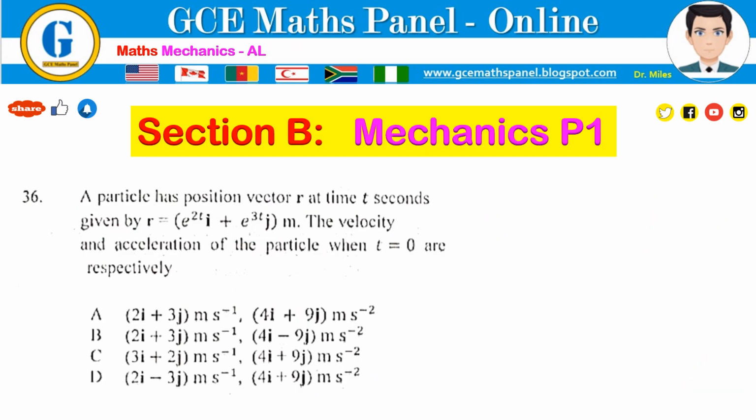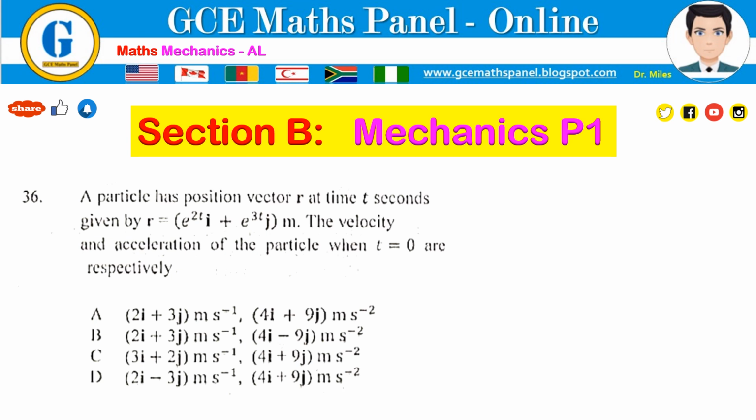Welcome back to part 3 of this particular edition of June 2022 Pure Math Mechanics, Pure Math Statistics Paper 1. We are continuing from questions 36 to 50. In the first set, we looked at the first 20 questions, then we continued from 21 to 35, and now this 36 to 50 is strictly Pure Math Mechanics Paper 1. So let's begin with the first question.